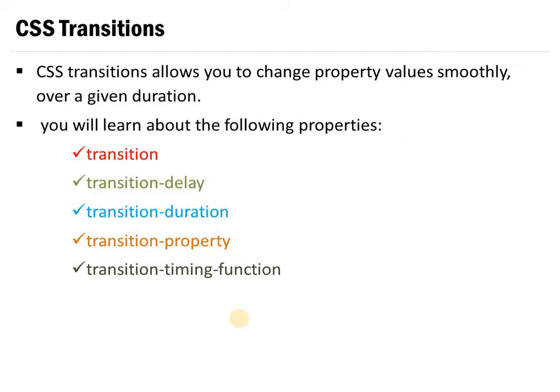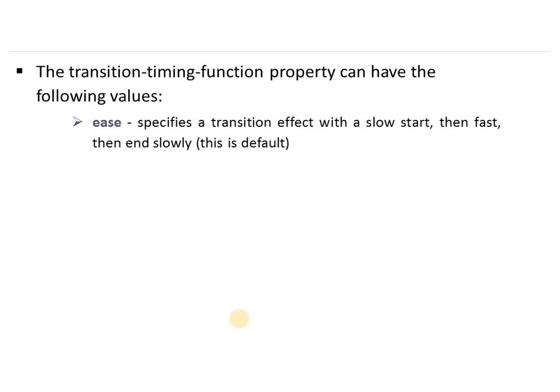Transition timing function: just like in CSS animation there was the animation timing function, here there is a transition timing function. This property specifies how smooth you want your transition to be. Now let's see it. The first one, its value is ease. That means it specifies a transition effect with a slow start, then fast, and ending slowly, which is the default value of the transition timing function.